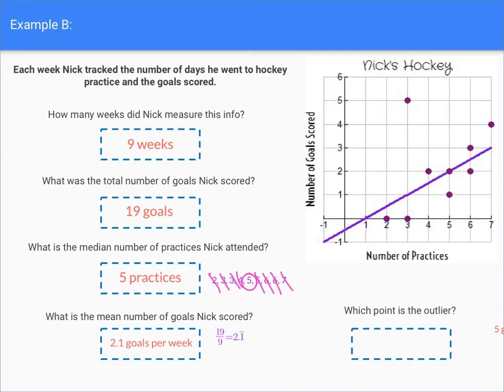So what point is our outlier? Remember, that's the thing that's not going to follow the general trend. And we can see it up there on the graph, way up high is right there. And we're going to say that the outlier in this case is scoring 5 goals only after 3 practices. So again, we can answer these questions based on the data that we have.